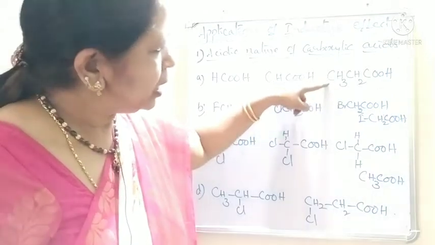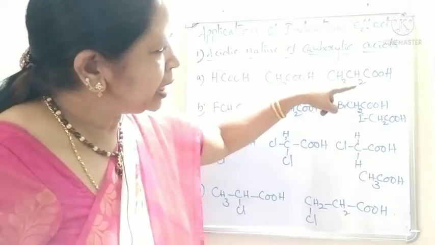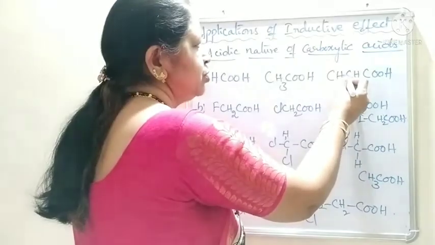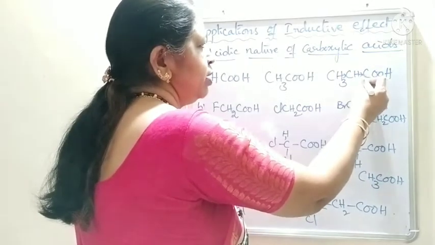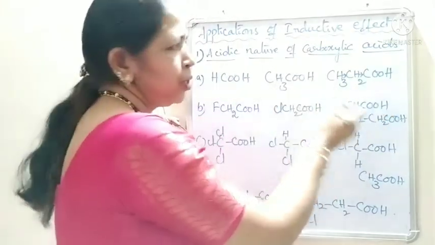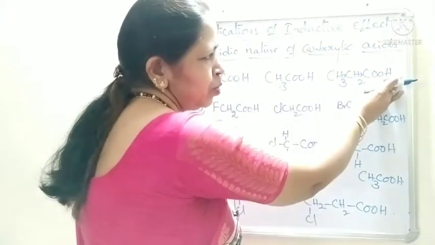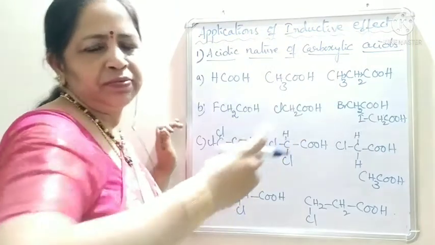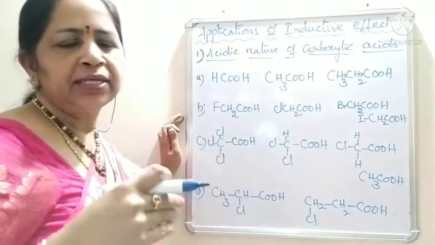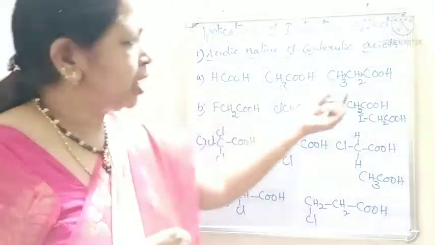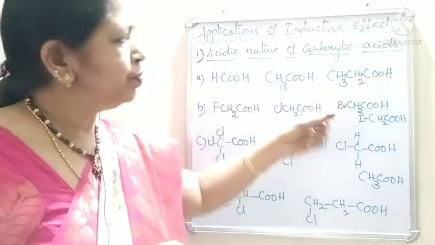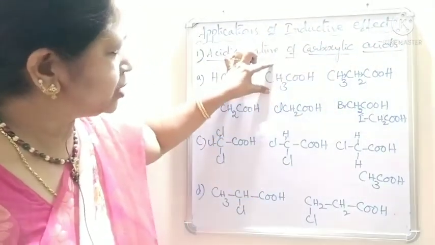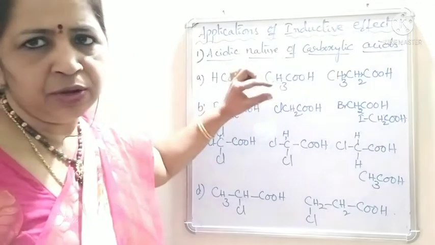But here these alkyl groups are increasing the electron density. The displacement of electrons is towards the more electronegative oxygen. So, this hydrogen is more strongly bound to the oxygen, which decreases the acidity of this carboxylic acid. So, it is less acidic, and if we see the acetic acid, it has one methyl group.